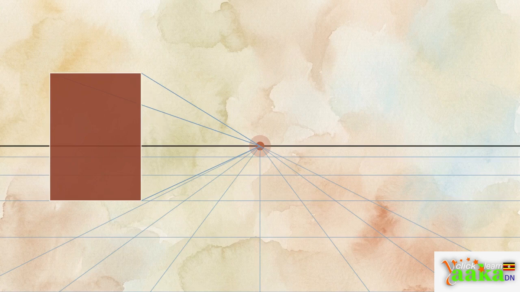Avoid the leaning building error. When drafting depth, you might be tempted to slant your vertical walls inward. Do not do this. Vertical lines must stay perfectly straight up and down.